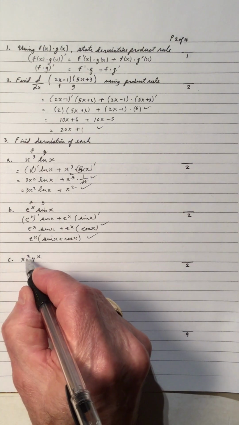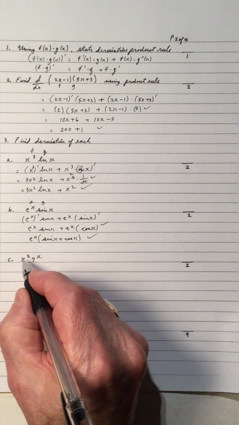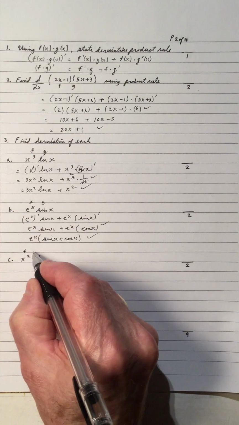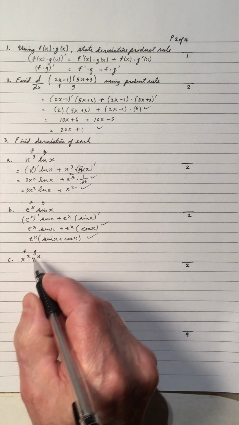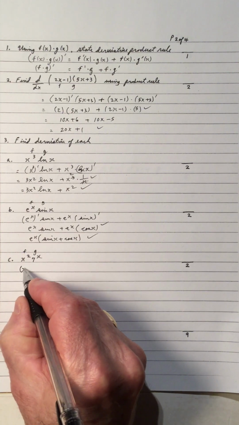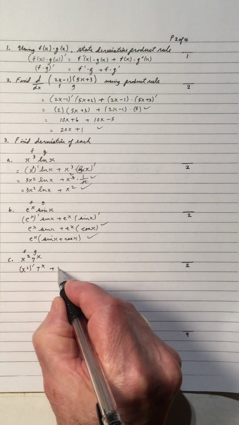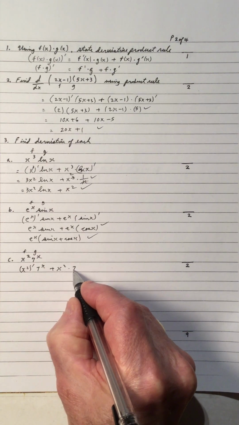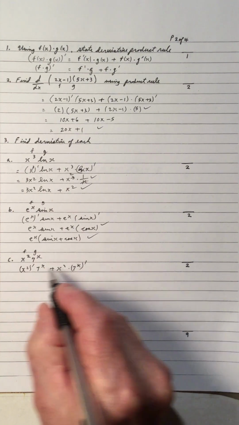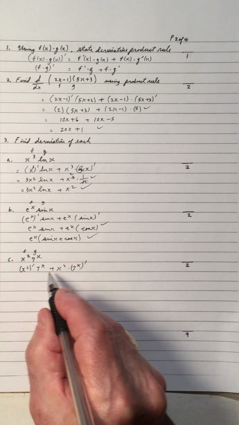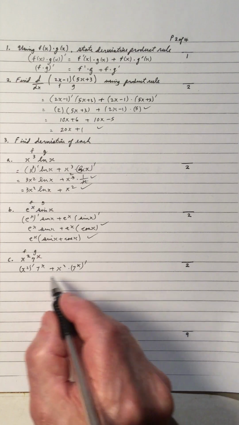C, we have, again, 2 different functions. We have x squared, we call that f, and 7 to the x, which is exponential, is the g. So we got the derivative of x squared times 7 to the x plus x squared times the derivative of 7 to the x. So that's f and g. Derivative of f times g plus f times the derivative of g.